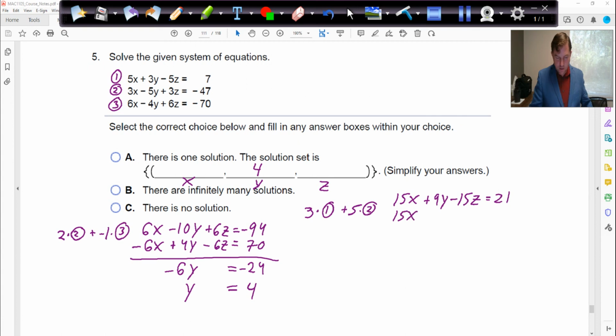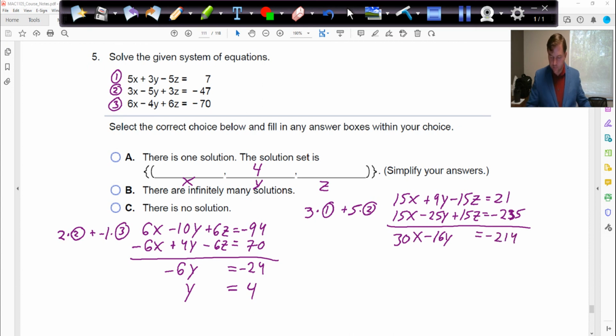Now 5 times equation 2. 15x minus 25y plus 15z equals negative 235. So 5 times negative 47 is negative 235. Add these. 30x minus 16y, z's go away, equals minus 214. Okay, but we know what y is. Y is 4, so let's replace that.